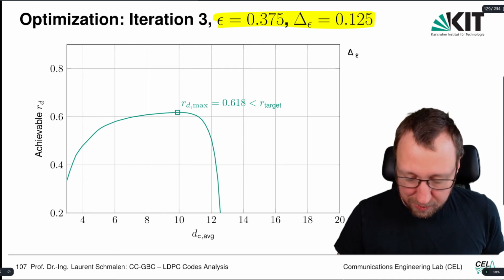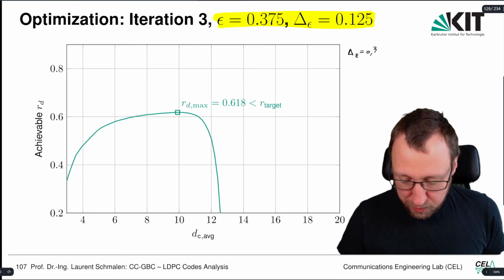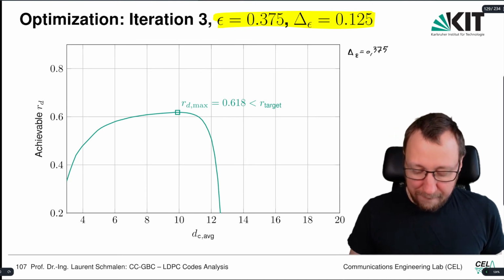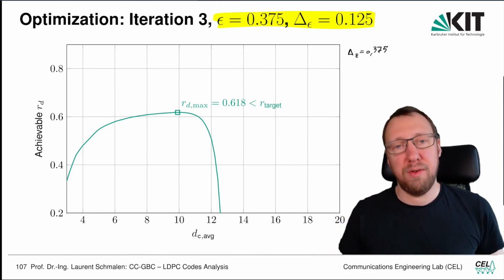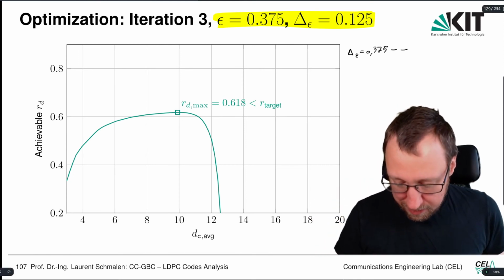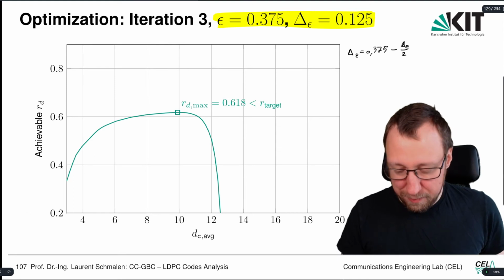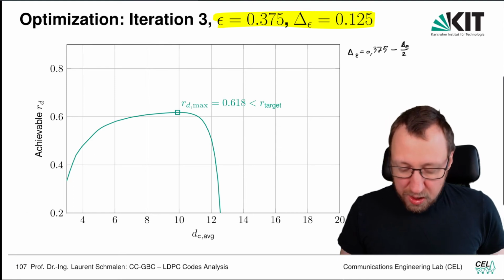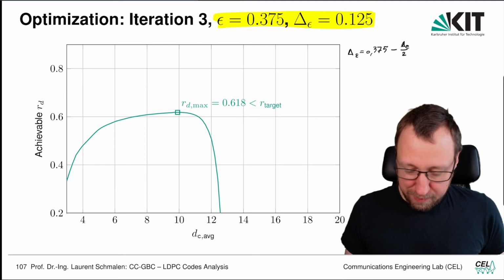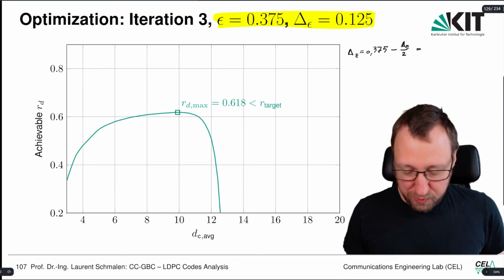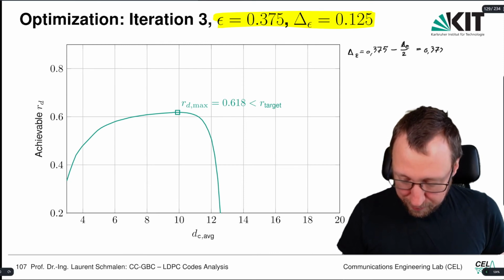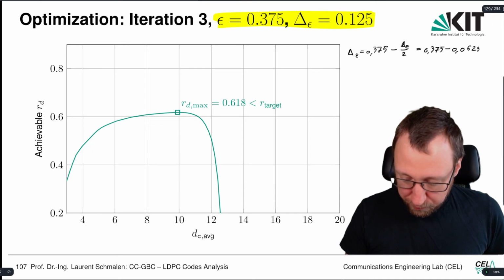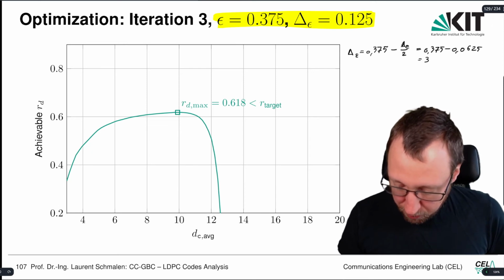So delta epsilon is equal to 0.125 and epsilon is 0.375. The channel is too bad. We need to improve it, so we need to reduce the number of erasures: minus delta epsilon divided by 2. Now this gets a little bit out of hand. So this is 0.375 minus 0.0625, which is equal to 0.3125.